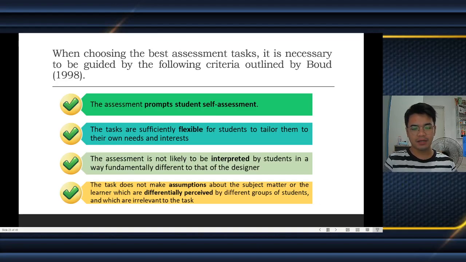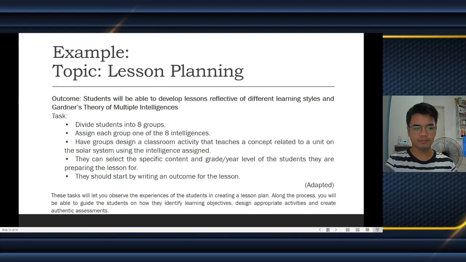The task does not make assumptions about the subject matter or the learner, which are differentially perceived by different groups of students and which are irrelevant to the task. Okay.